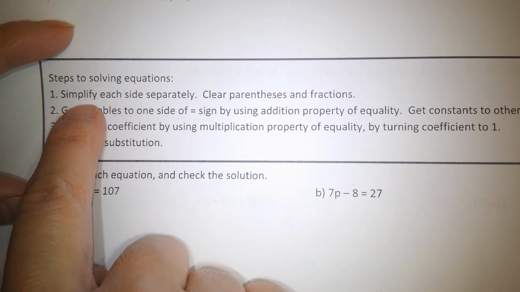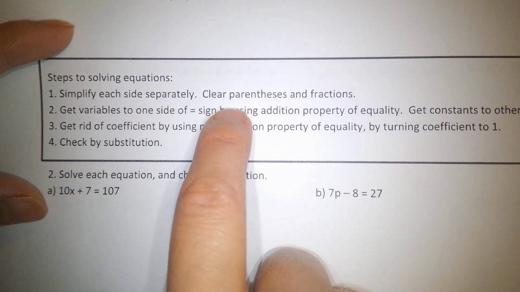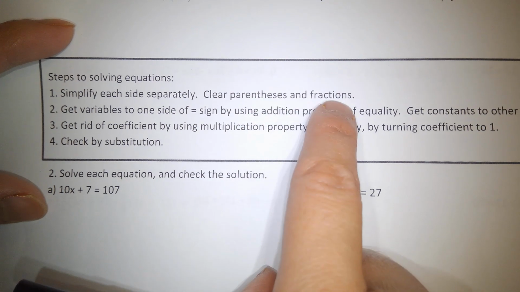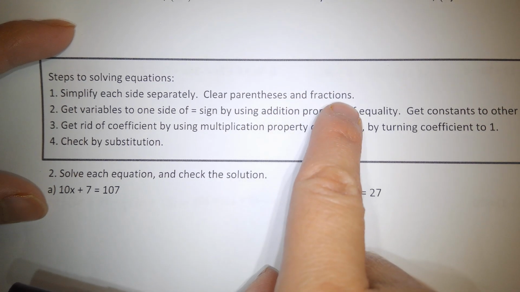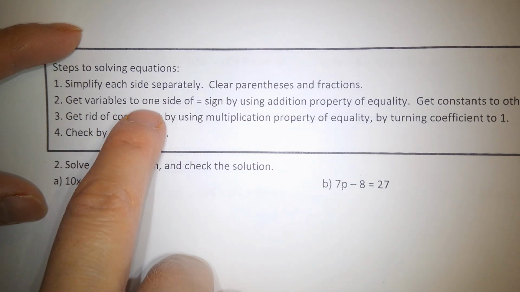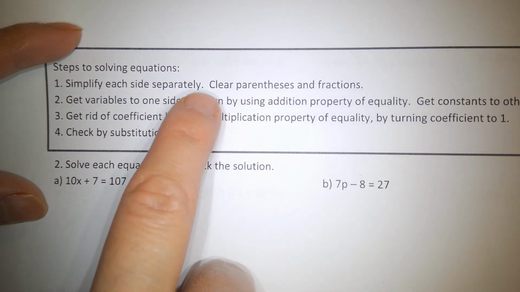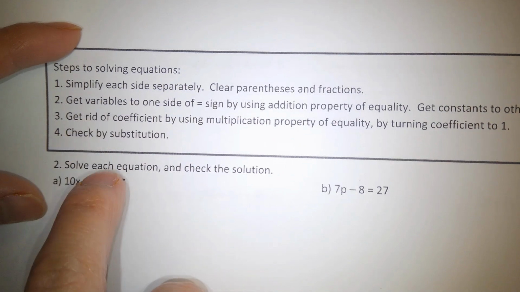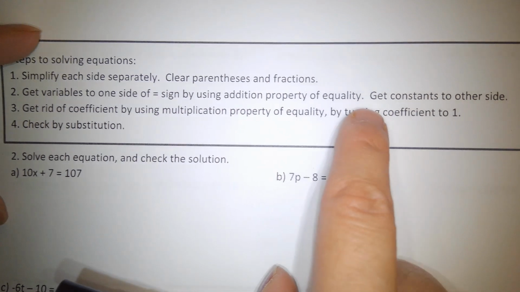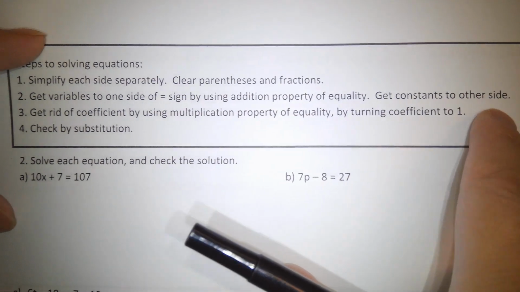First, we're going to simplify each side separately. If there are parentheses, clear the parentheses. If there are fractions, clear out the fractions. And then the second step: get variables to one side of the equal sign. Put the variable term on one side by using the addition property, and get the constants to the other side.